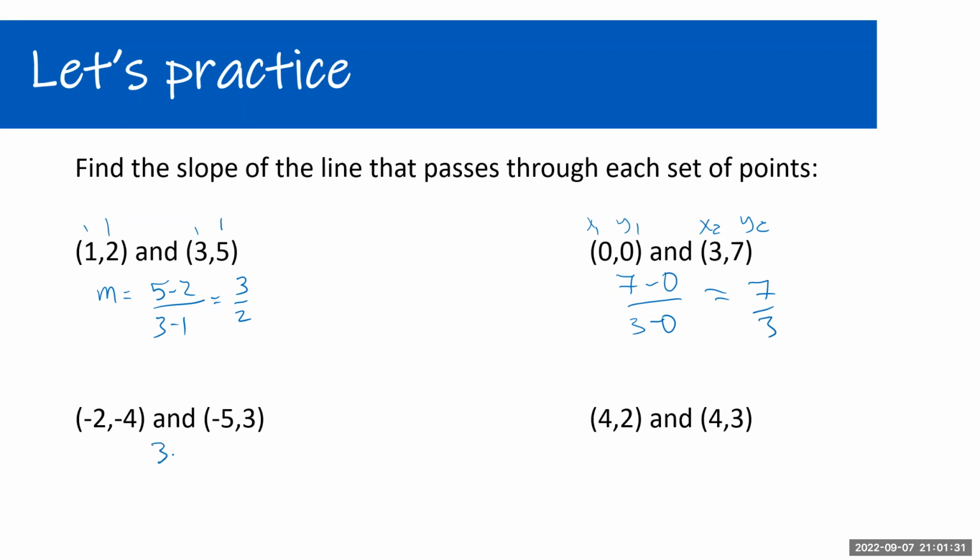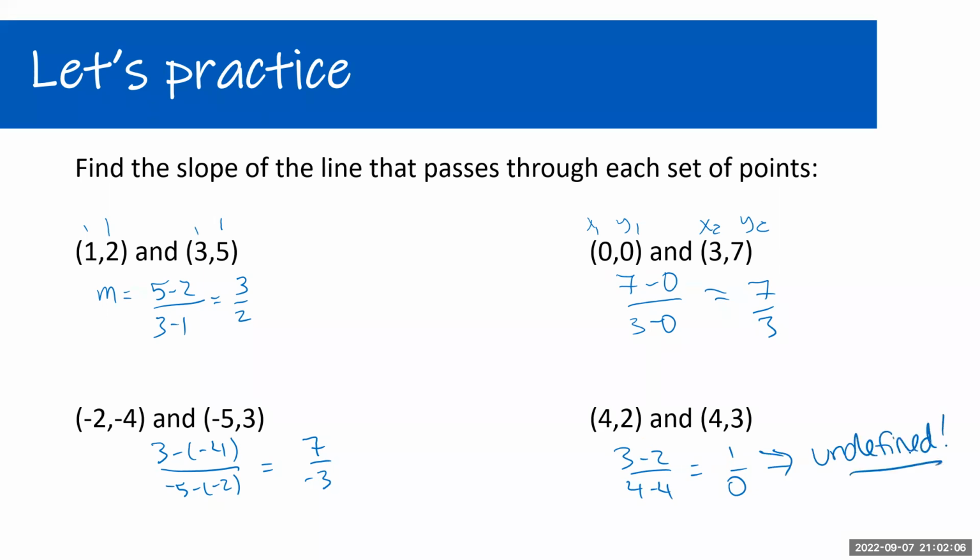Here, we're going to have 3 minus -4 over -5 minus -2. This is going to give us 7 over -3, so -7/3. And here we're going to have 3 minus 2 over 4 minus 4, which gives us 1 over 0. What does that give us? That's not the slope. It's not 1. It's not 0. It's not 1 over 0. It is going to be undefined. And you could always plot these points and look, right? (4, 2) and (4, 3), again, are going to be that vertical line. So you know there's a problem.